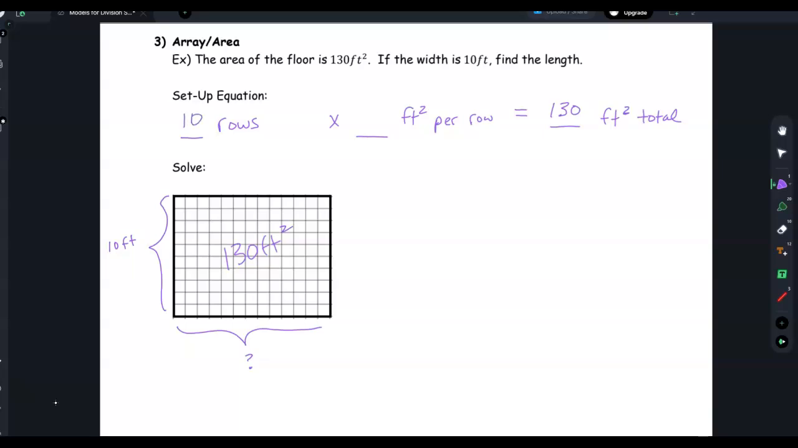So 10 rows times what? I don't know how many square feet are in each row, so that's going to be my question mark. Then I could solve this equation by asking, how do I figure out what I multiply by 10 to get 130? I would divide 130 by 10, right? So that would be the equivalent division.